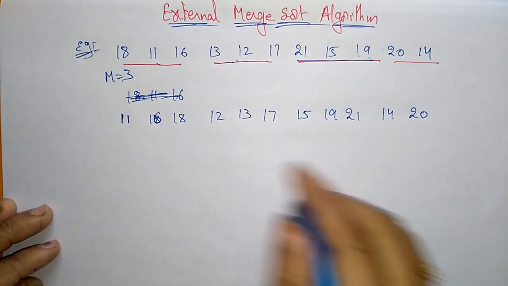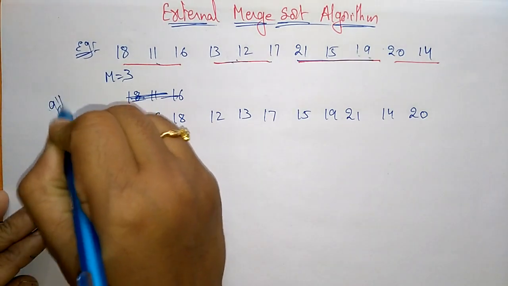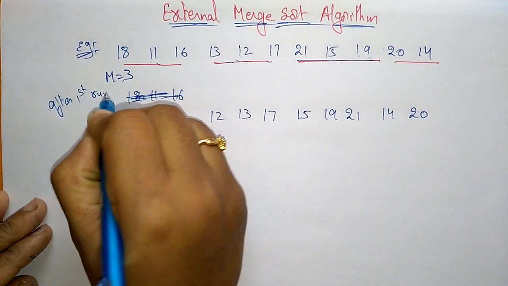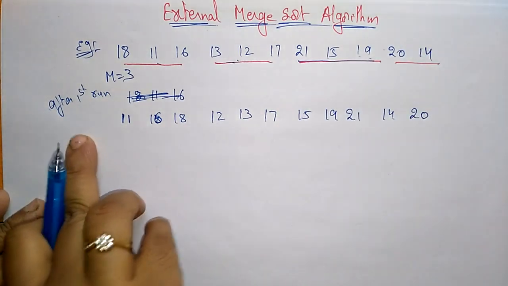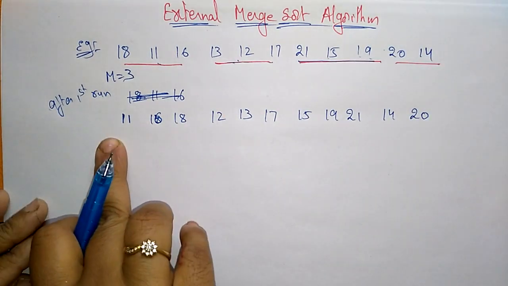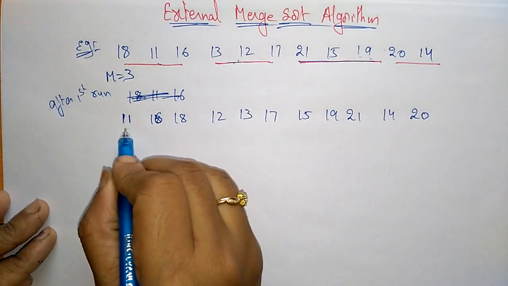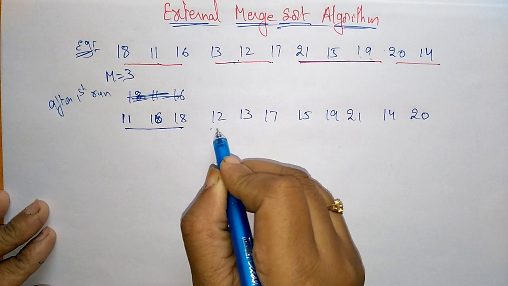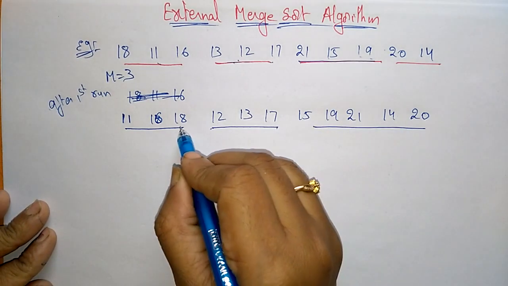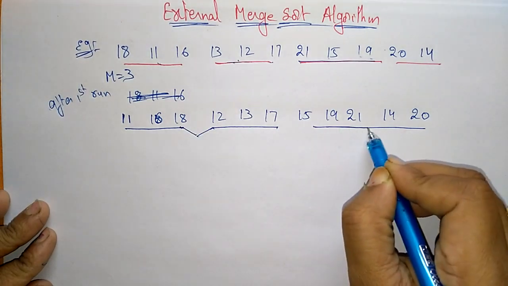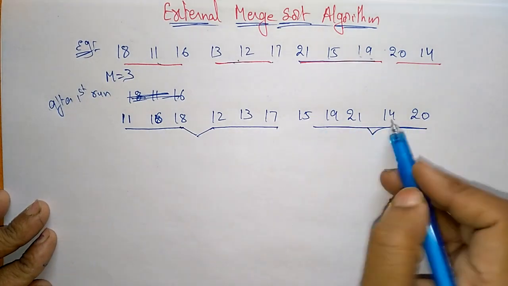This is the output after the first run. We have taken the elements and done the first run process. Now you have to do the external merge sort algorithm. We focus on these first 2 files and then on the other 2 files, and do the merge sort on these 2 files and these 2 files.